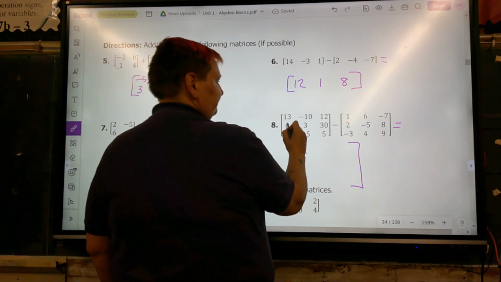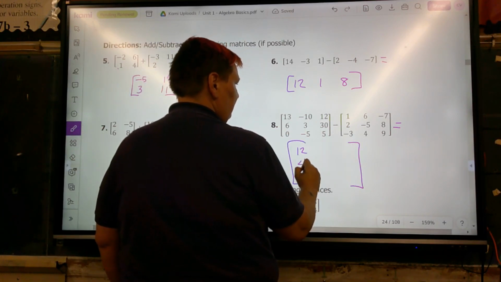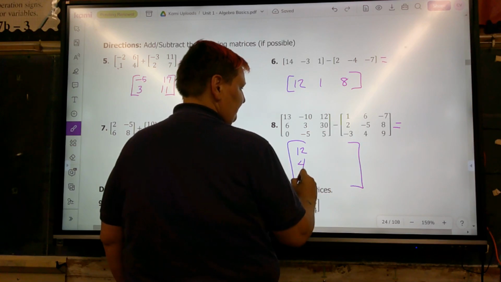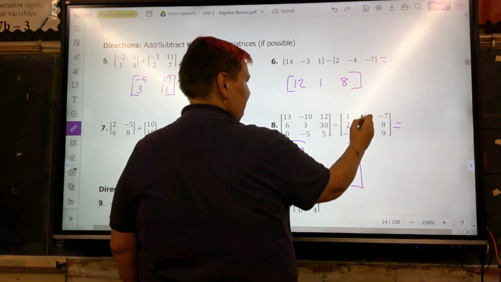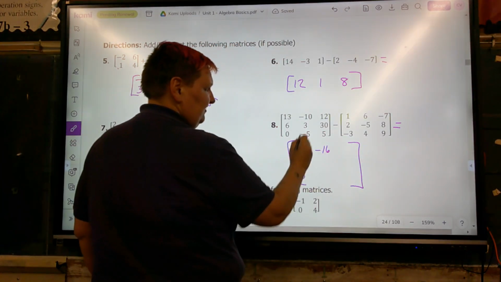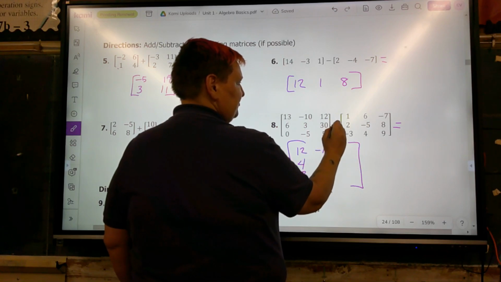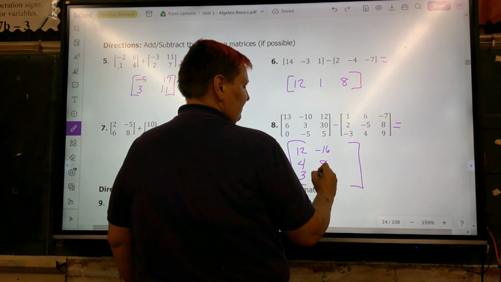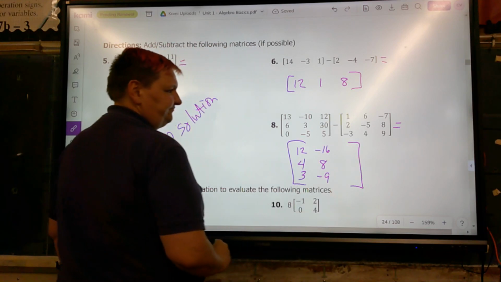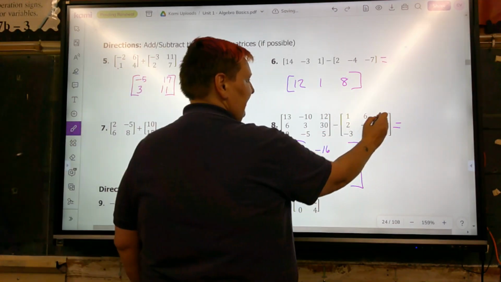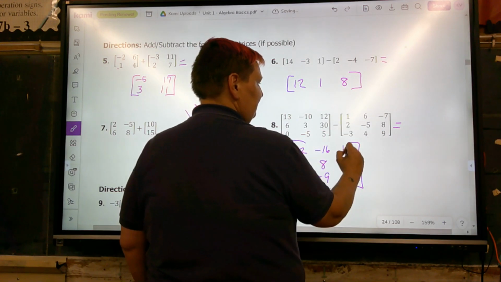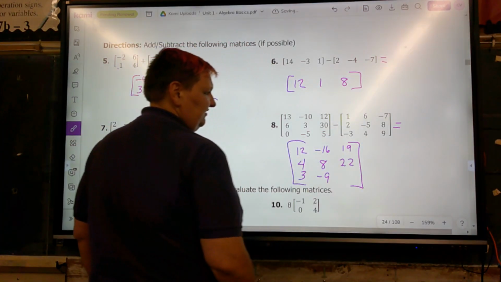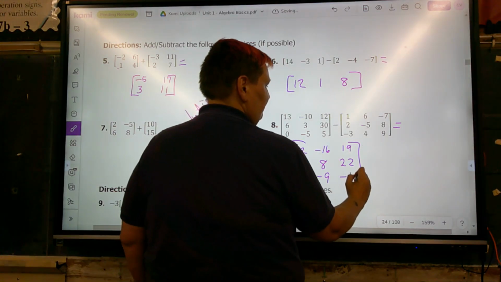3. Okay. 6 minus 2, 0 minus negative 3. So it's going to end up being 0 plus 3. Negative 10 minus 6, negative 16. 3 minus negative 5, so it's 3 plus 5. Negative 5 minus 4. Negative 5 minus 4 is negative 9. 12 minus negative 7, so 12 plus 7, 19. 30 minus 8 is 22. And 5 minus 9 is negative 4.